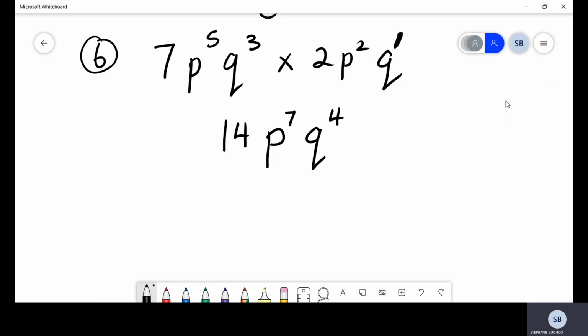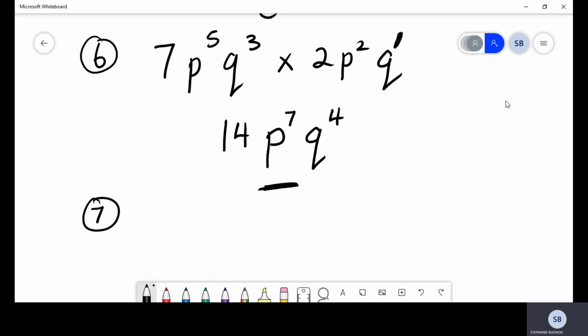And usually when you multiply terms together, you end up with one nice answer. That's what multiplication does. Addition, subtraction, they give you several terms. So it's worthwhile to remember that in the future. So moving on, we're going to look at a division.